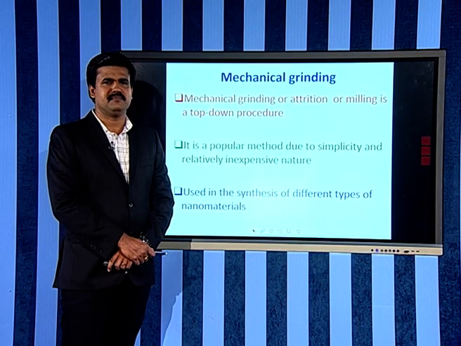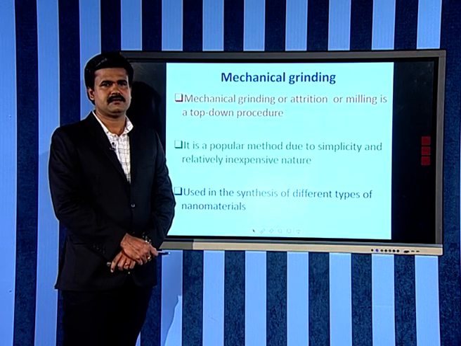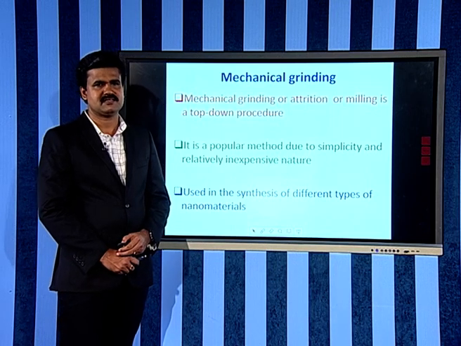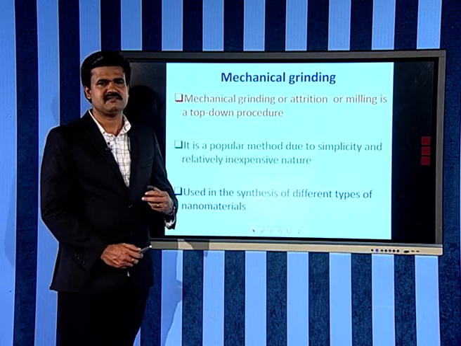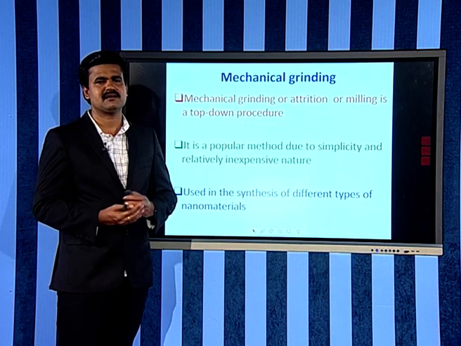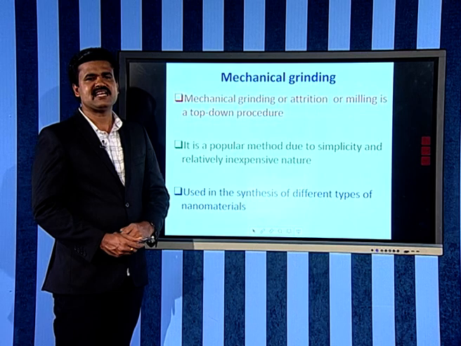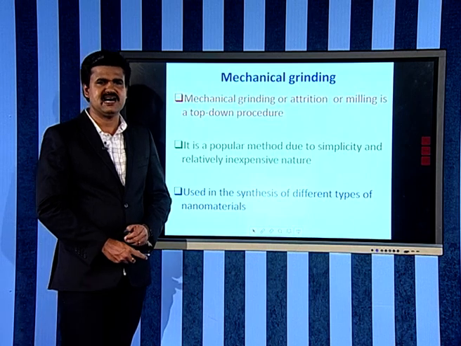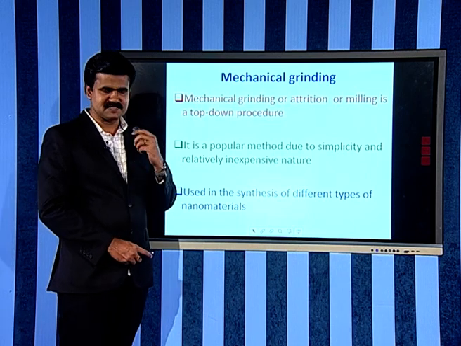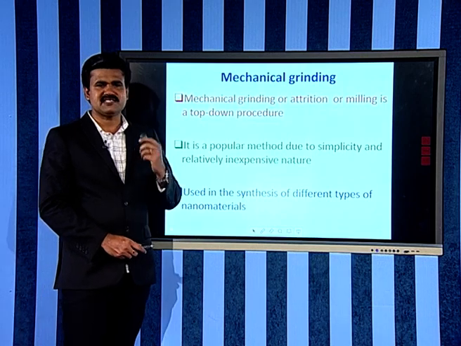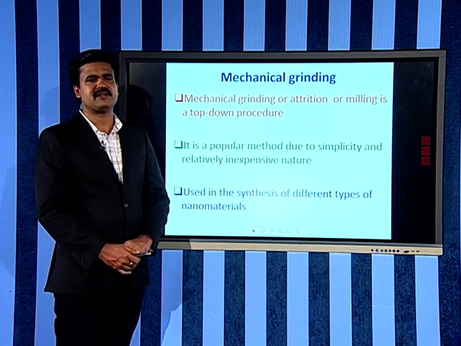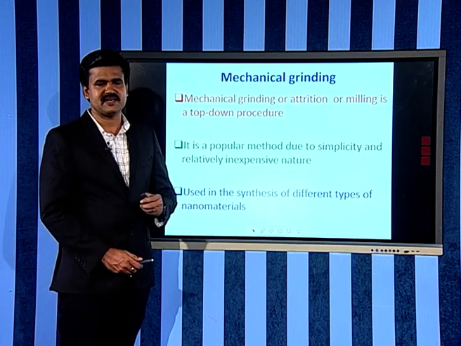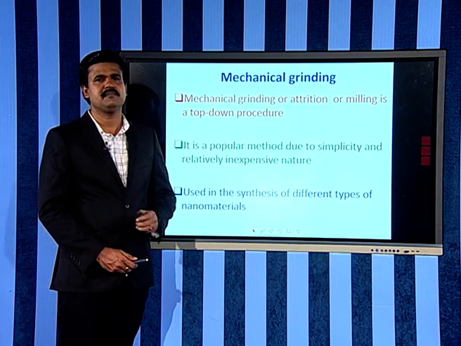The next top-down method is mechanical grinding. Mechanical grinding or attrition or milling is a top-down procedure. We are all familiar with the grinder, which is an instrument used to powder materials. This mechanical grinding is a popular method due to its simplicity and the relatively inexpensive nature of the material. It is used in the synthesis of different types of nanomaterials. One important aspect is that we can prepare metal nanoparticles, silica nanoparticles, and different types of nanomaterials based on the mechanical grinding procedure.